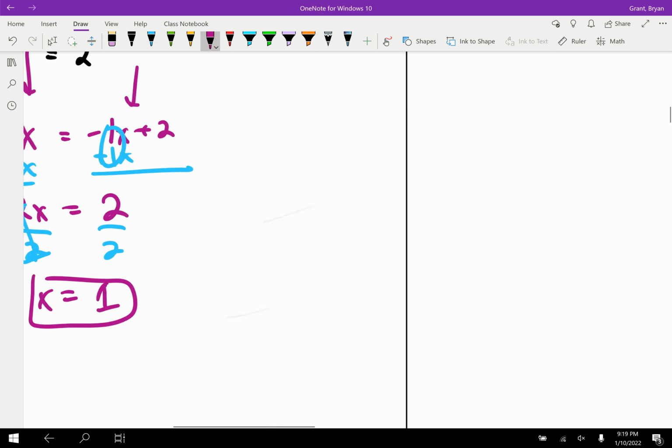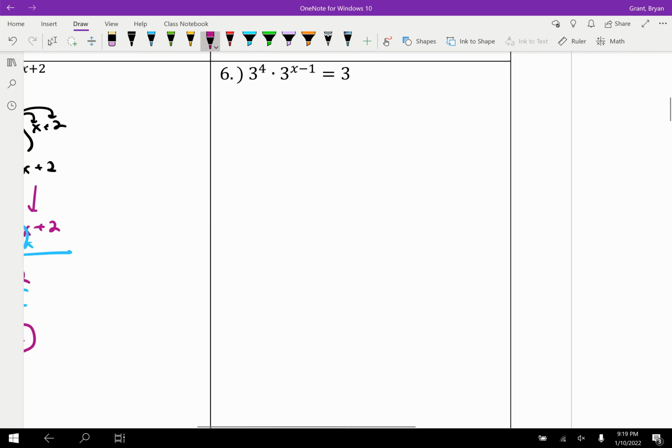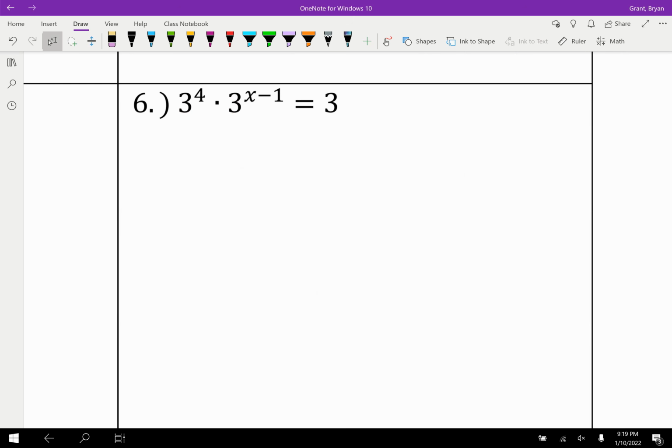Last problem. Okay. Oh, this looks weird. We have 2 bases on the left side. Oh, but luckily the 2 bases are equal. And we learned when you multiply the same base, then what do you do with the exponents? That's right, you add the exponents together. So this becomes a single base of 3, and then it's 4 plus x minus 1.